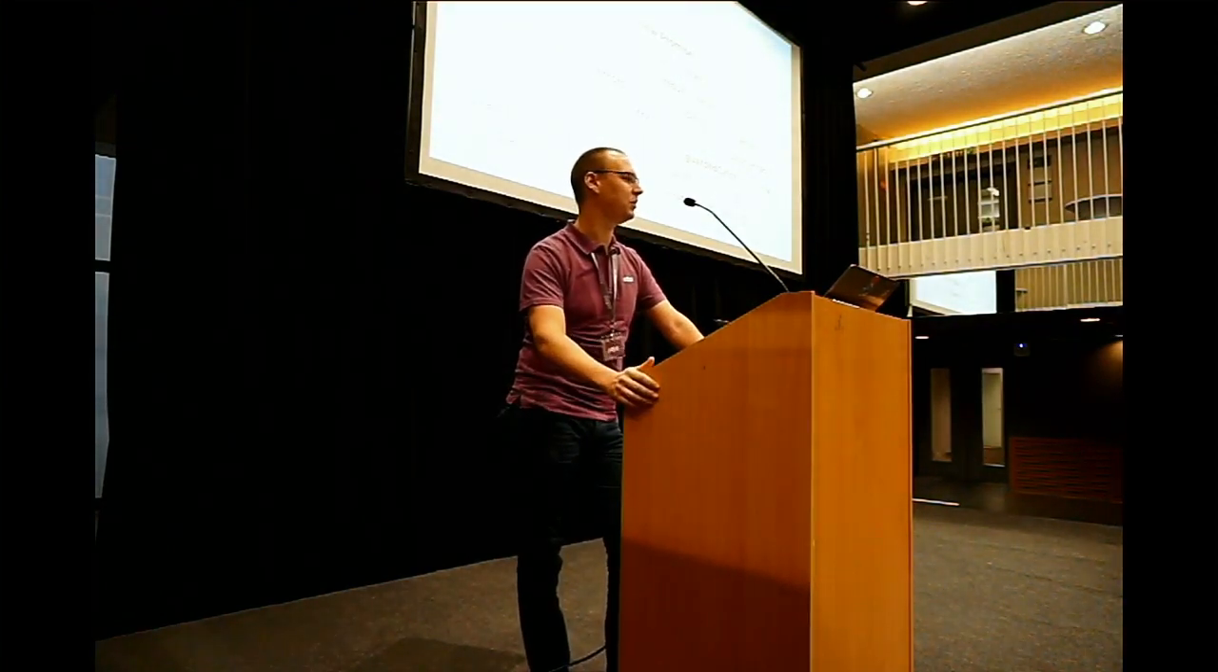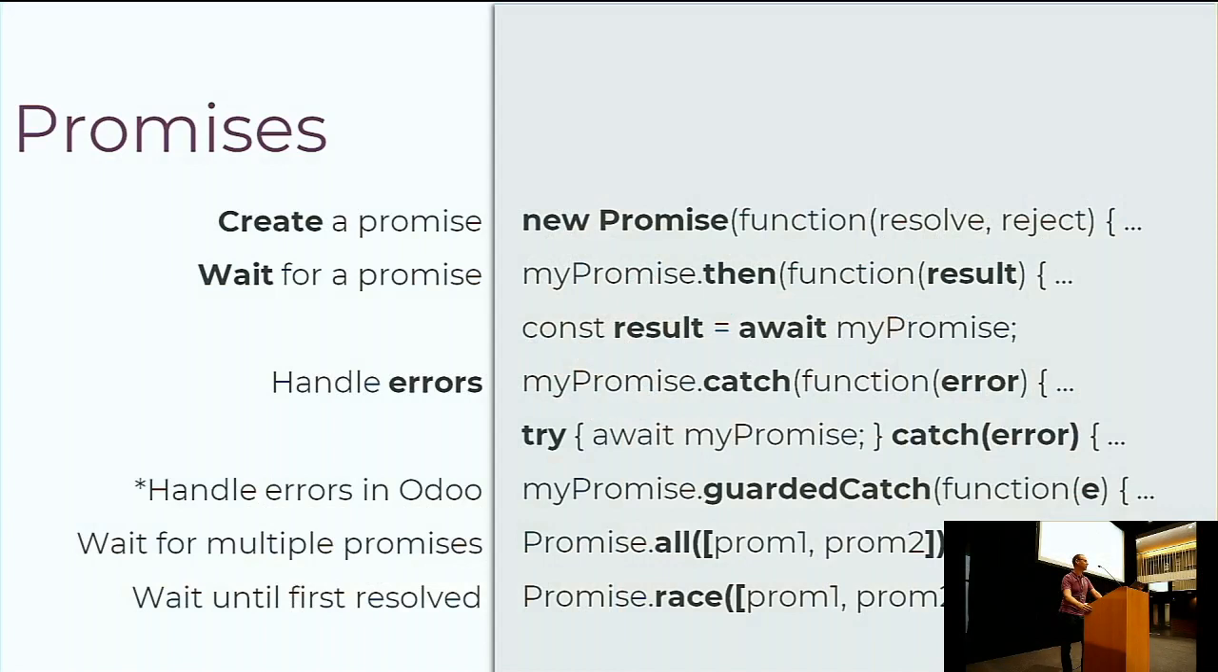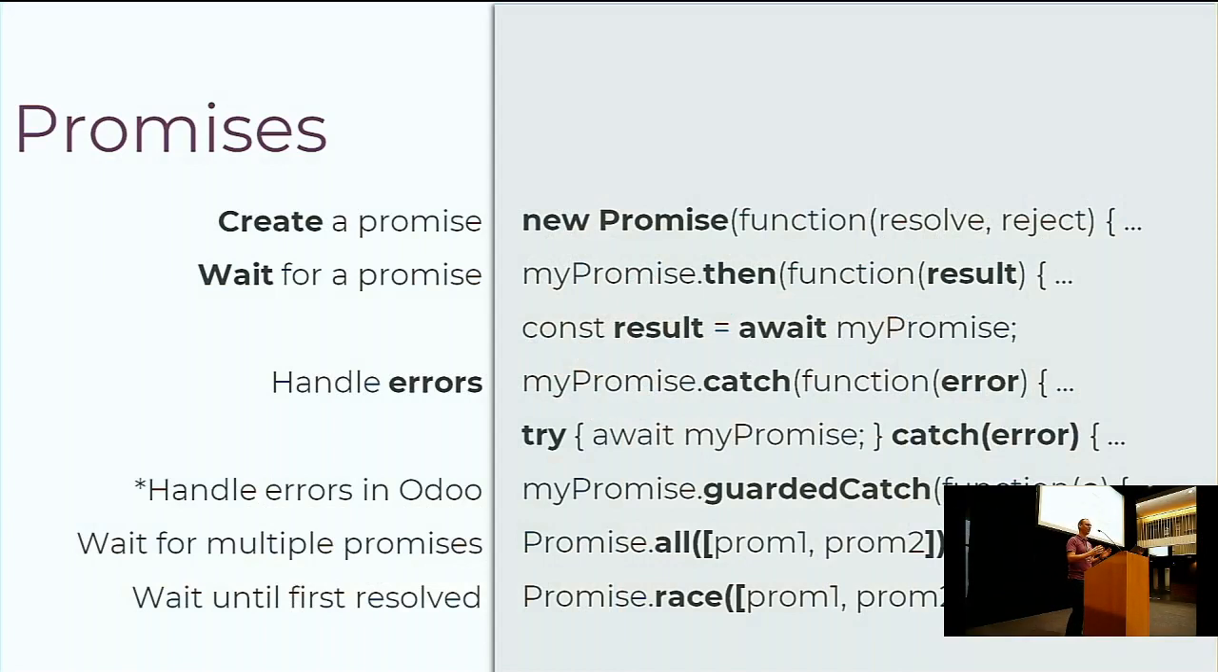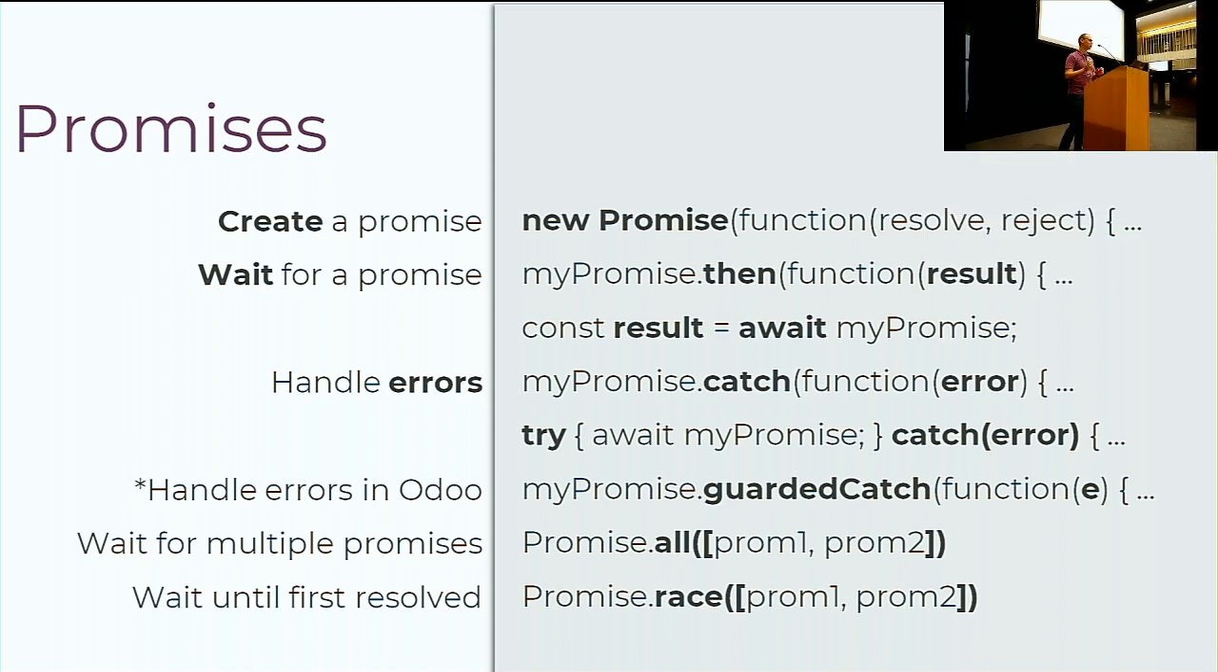So, asynchronous in JavaScript means promises. Promise is a pure JavaScript object. It has nothing to do with Odoo, but we use it everywhere. Just for the reminder, so we're all clear, this is the syntax that you use to create a promise. You create a new object, a new promise. It takes a function as parameter. That function itself has 2 functions as parameter to complete the promise, either successfully or not. You can wait for promises using the then keyword, and the then takes a function as parameter as well. That function receives the result of the promise.